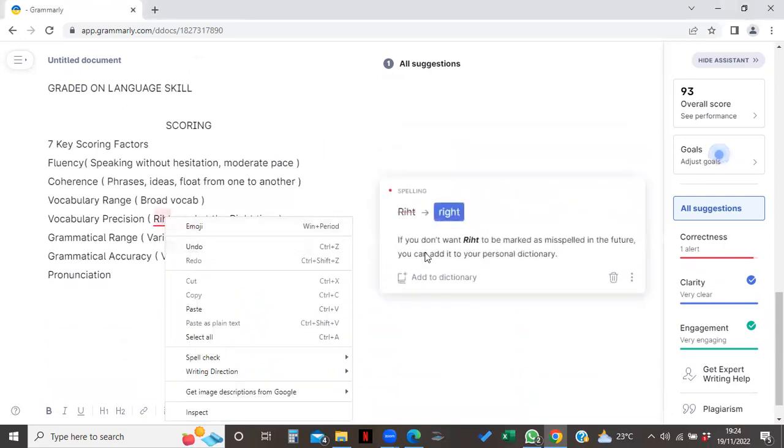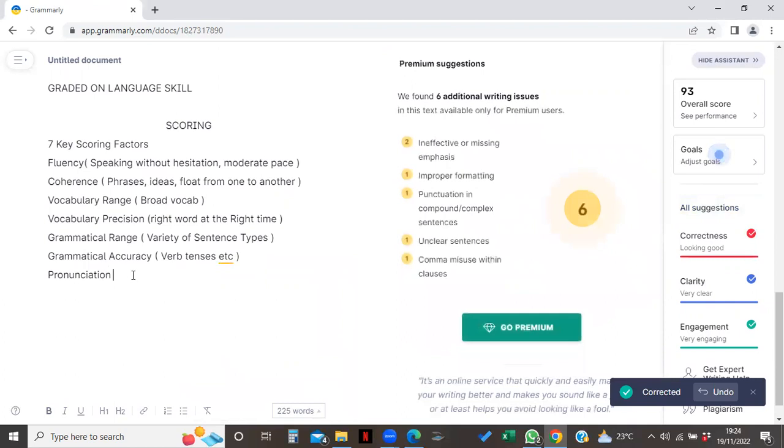No, let me correct this first. Okay, now let's talk about scoring. So the first thing is fluency. That matters. When I talk about the first thing, it is speaking without hesitation. If you're hesitating, that really matters, because it means you're not performing well.